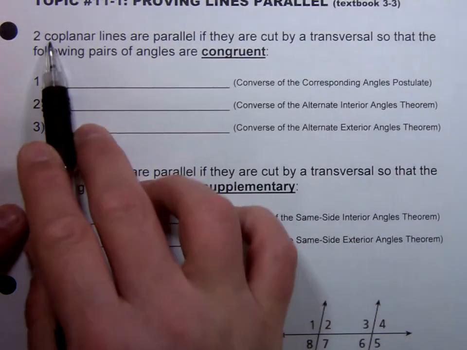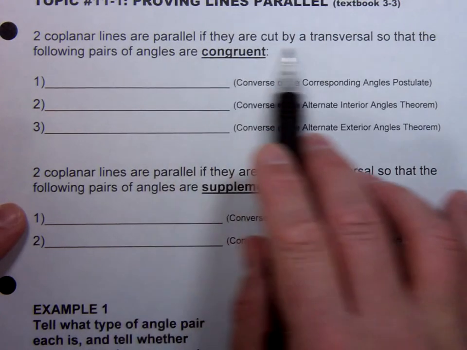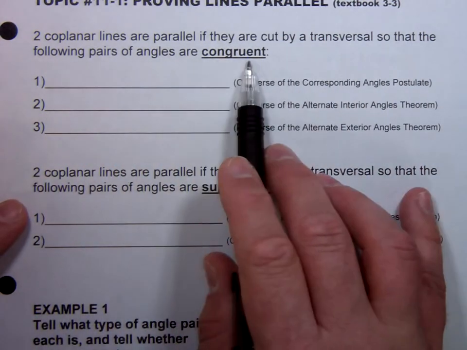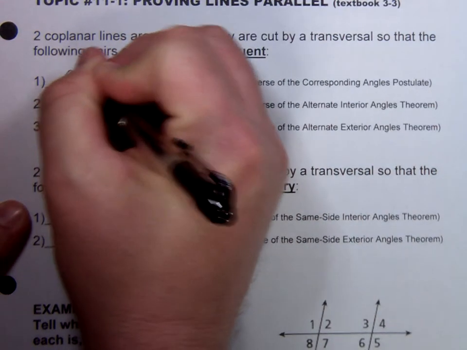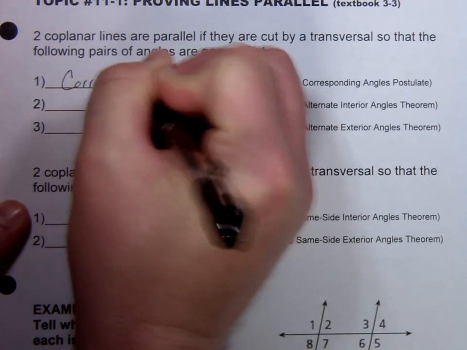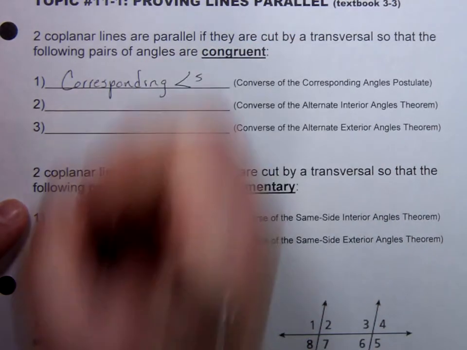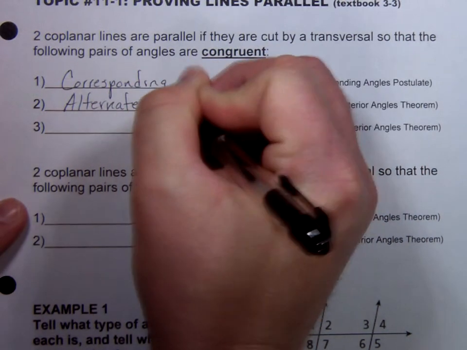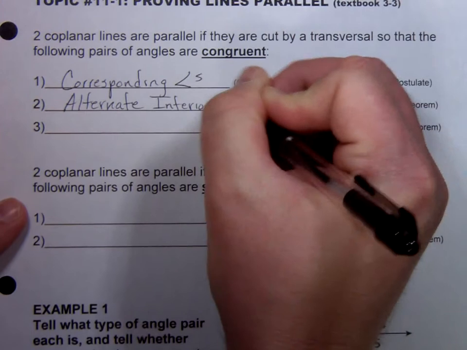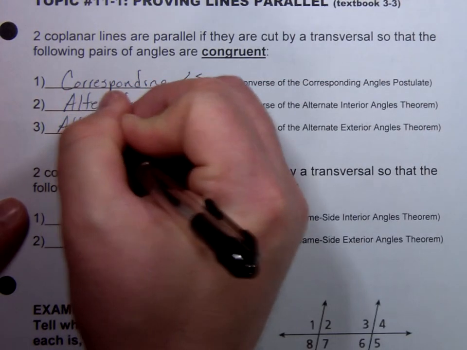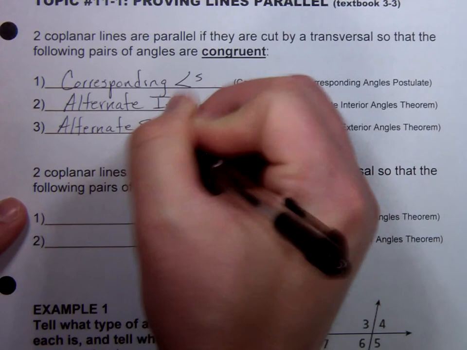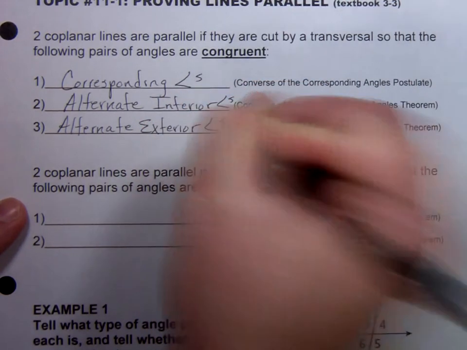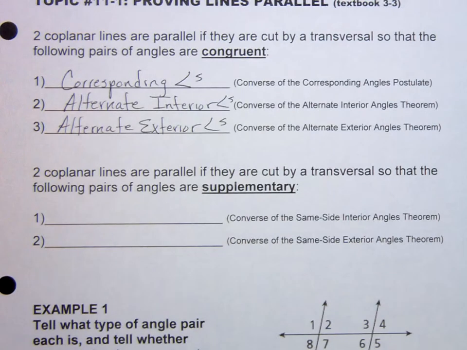So two coplanar lines are parallel if they are cut by a transversal so that the following pairs of angles are congruent. Corresponding angles, alternate interior angles, and alternate exterior angles. Now the names of the postulates and theorems are written over here so that when we use these to do proofs, you'll know how to refer to this situation.